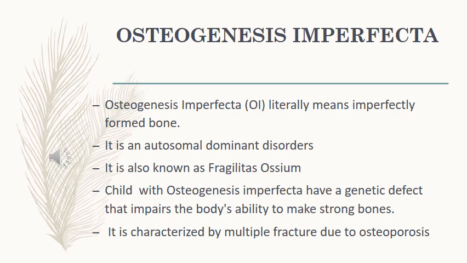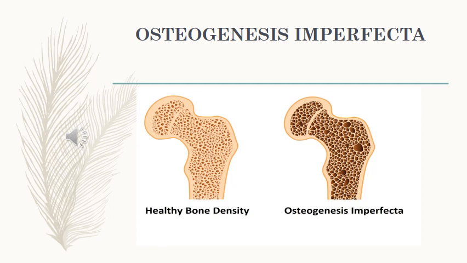Osteogenesis imperfecta. It means imperfectly formed bone. It is an autosomal dominant disorder, also known as fragilitas ossium. It is characterized by multiple fractures due to osteoporosis. So this is the comparative feature of healthy bone and osteogenesis imperfecta bone.